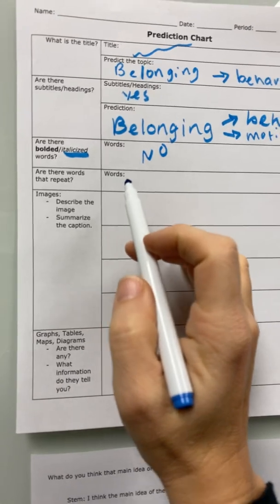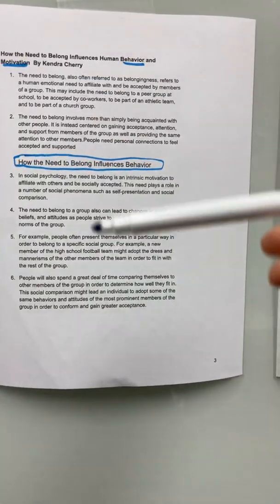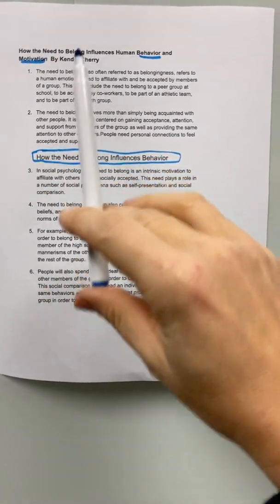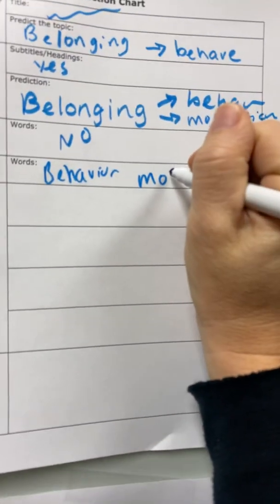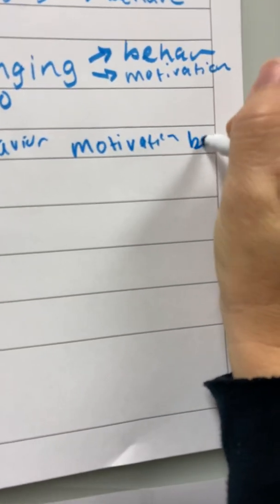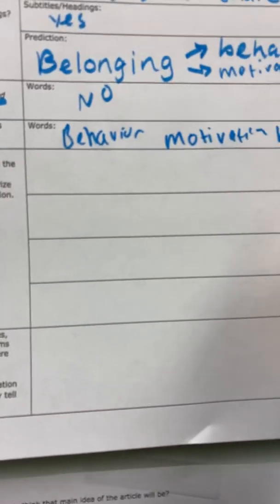Are there words that repeat? I'm not going to go through every single word and see what repeats, but I will say that in the title and the subtitle, behavior, motivation, and belong are in all three. So I'm going to jot that down again. Behavior. Sorry, my handwriting is horrible, and I'm holding my phone too. Belong. Okay.